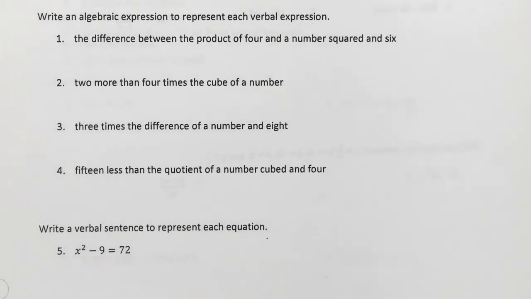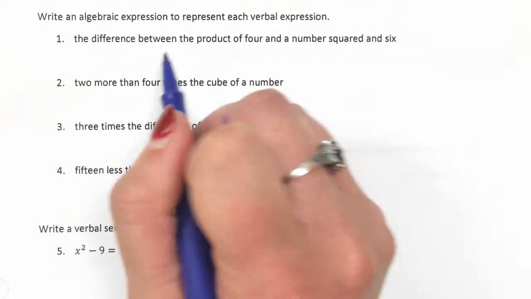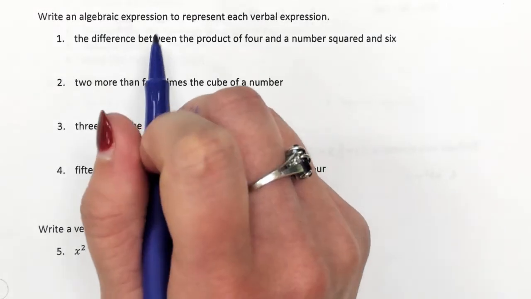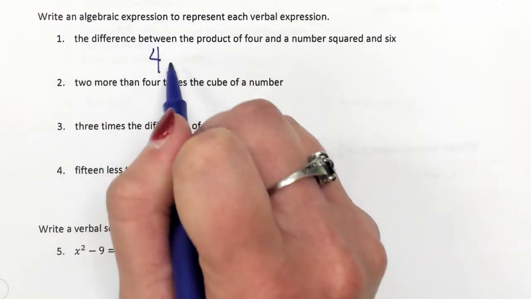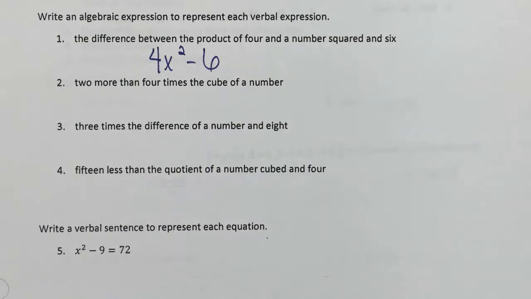All right, Wyatt, can you tell me what you got for number 1? 4x squared minus 6. Perfect, perfect. All right, check your answers as we go, okay? Awesome, awesome.